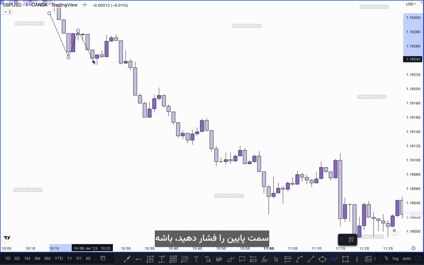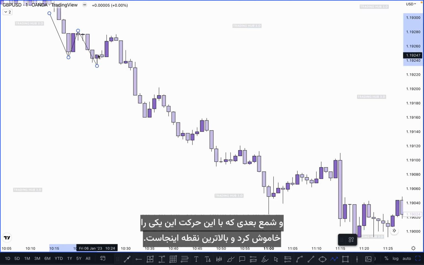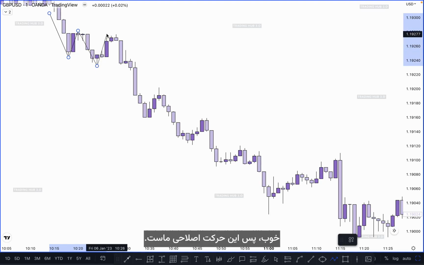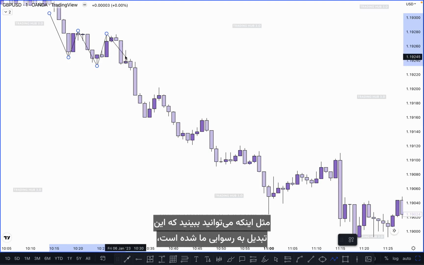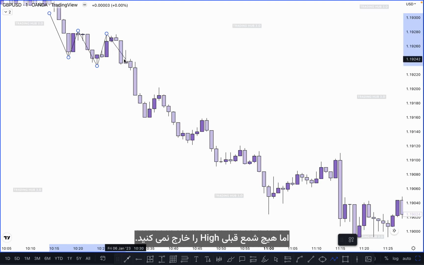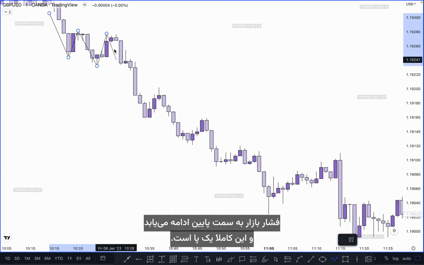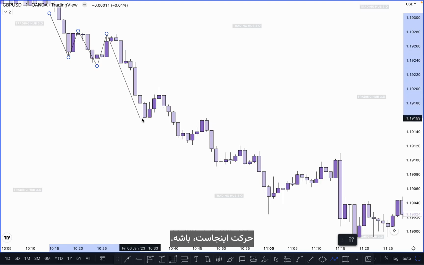Again the market pushes downside, and the next candle is taken out by this move, and the highest point is here. So this is our corrective move, you can say a pullback. Again it pushes downside. In this leg you can see this becomes our bearish candle, but it does not take out the previous candle high, so this is not a valid pullback. Again the market continues downside, and this entire move is a single leg.